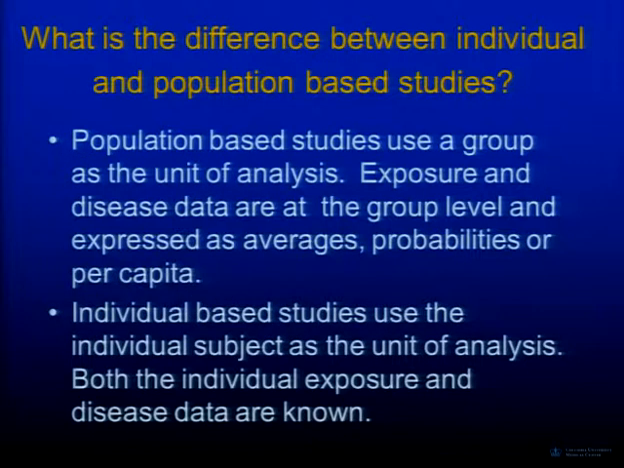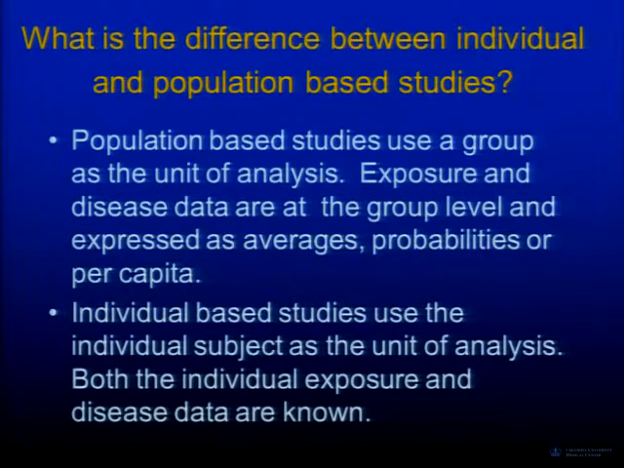So what is the difference between individual and population-based studies? So remember, what we just went through, population-based studies use a group as the unit of analysis. So the group could be a country, it could be a county, it could be any large group. And the exposure and disease data are both collected at that group level. And they're expressed as averages, probabilities, or per capita. We saw a lot used for different intakes. Whereas individual-based studies are going to use each person, like each one of you in the class, as the unit of analysis. And the individual exposures and disease data are known.